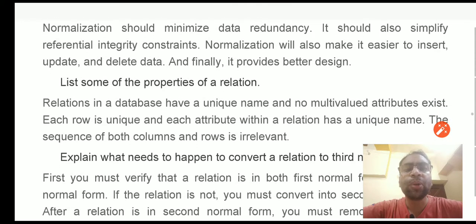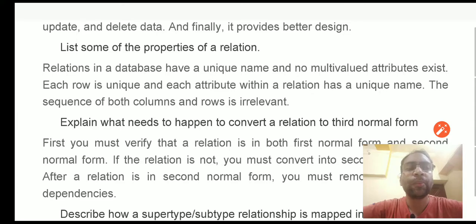Next question is, list some properties of a relation. The relations in a database have a unique name, and no multi-valued attribute exists in the relation. Each row is unique, and each attribute within a relation has a unique name. The sequence of both columns and rows is irrelevant in a table. Which column comes first, which column comes last, and which rows come first and last doesn't matter in the database. So the relation has to have a unique name, and the attributes must also have unique names. These are the properties of a relation.